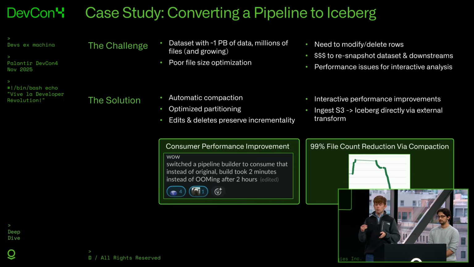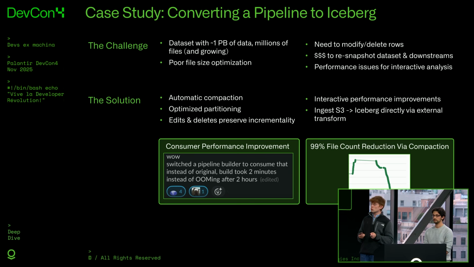The first and probably most important thing that this gave us was the ability to run automatic compaction. You can see that we reduced the file count by 99%, and the performance implications of this were drastic. The Slack message here is a testimonial from a downstream consumer who had a pipeline that was taking 2 hours, and after that 2 hours, the build simply ran out of memory and failed. After the migration, they were able to execute the same pipeline in just 2 minutes.